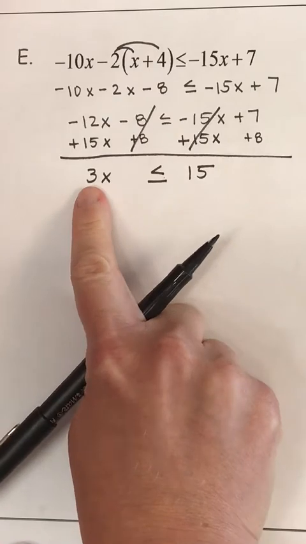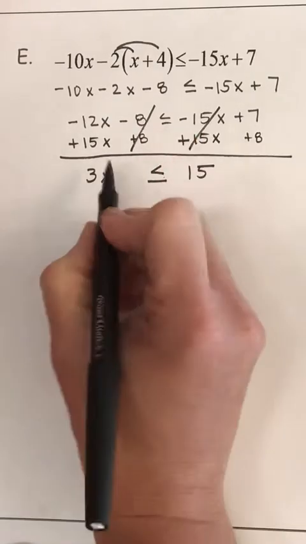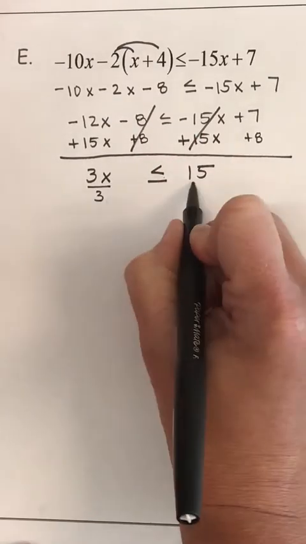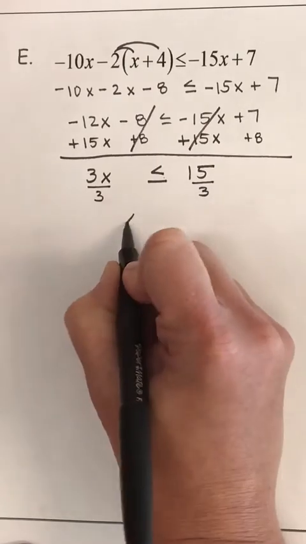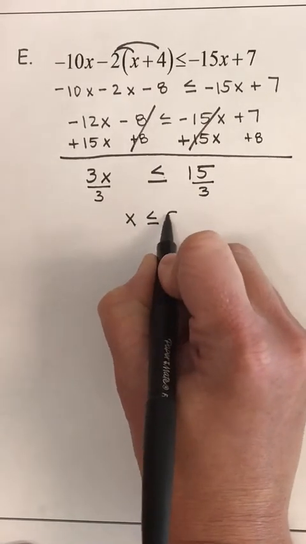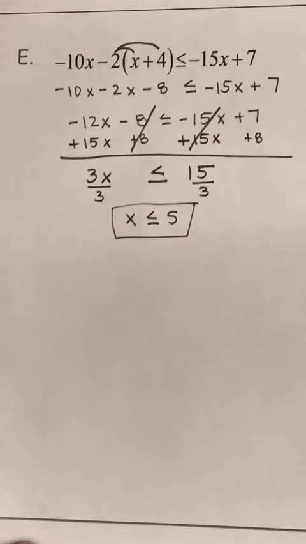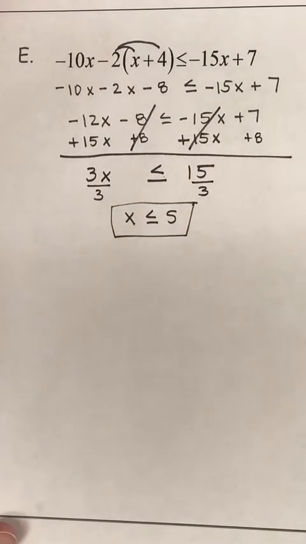If I want to solve for x, I have 3 times x right now, so undo that multiplication by dividing by that coefficient of 3, and I will have x is less than or equal to 5. If you got 5, great job. I think you're prepared now for your Chapter 2 quiz that will be in class soon.